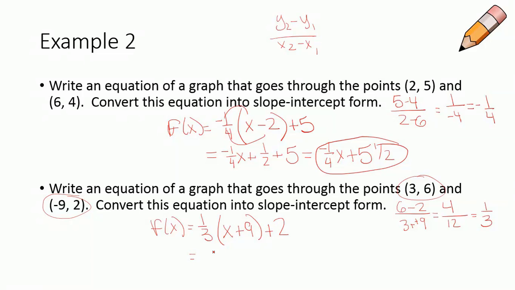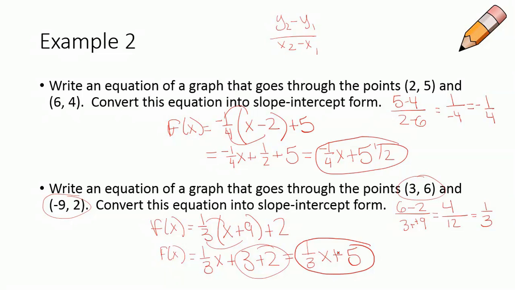Let's simplify this. I've got to get this into slope-intercept form. So basically, slope and a number, not this parentheses stuff. So let's distribute the 1/3 in. 1/3 x plus 1/3 of 9. That's 3. So my equation, if I add these two together, is 1/3 x plus 5. Pretty easy.